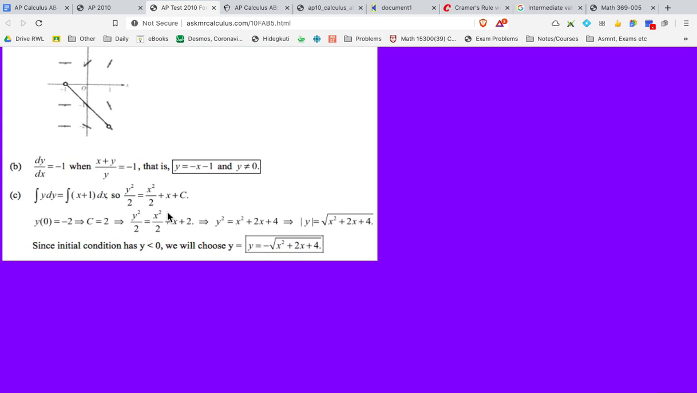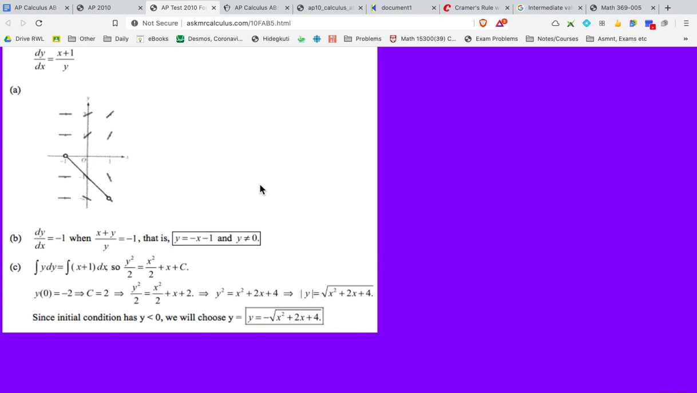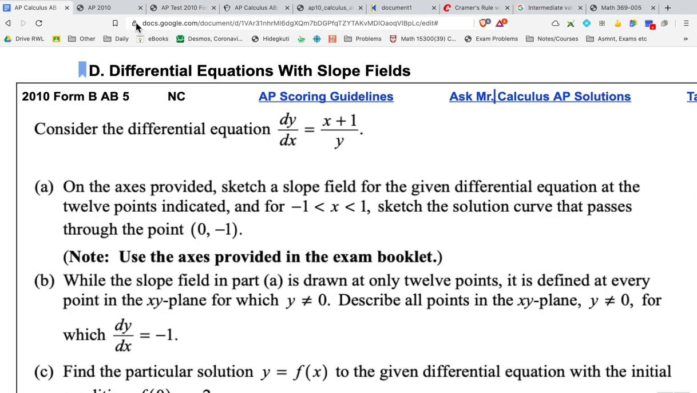Sometimes his solutions have more details than the AP solutions, sometimes they don't. If you look at the AP solutions and you don't understand it, you may want to try Mr. Calculus and see what his solutions look like. This time it looks like they're basically the same, but often he'll have solutions in a little bit more detail.